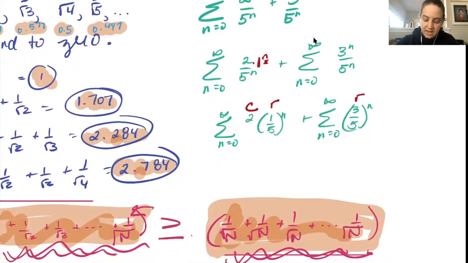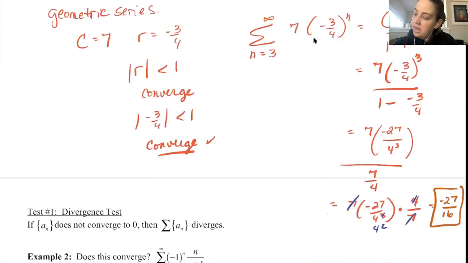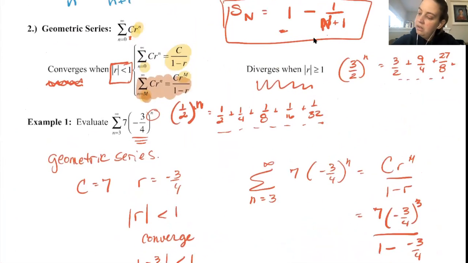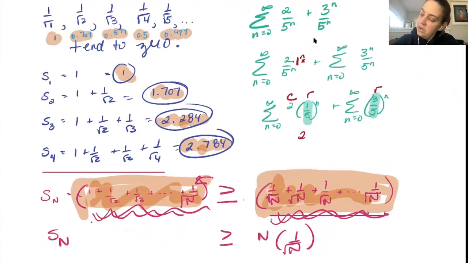So if we want to use that sum formula that we had before, remember the absolute value of r has to be less than 1, which it is, so these both converge. We can use that formula that we had way back here. You know, we're jumping around a bit. And do these start at 0? These start at 0, so I can use this one: C over 1 minus r, plus C over 1 minus r.